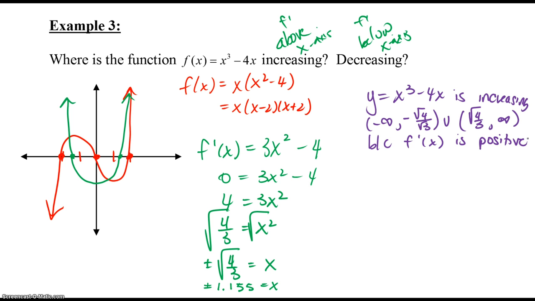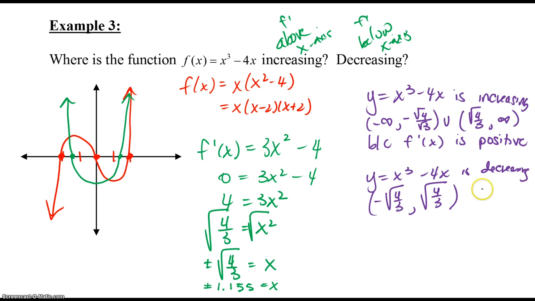Okay, now let's answer for decreasing. We would say y equals x cubed minus 4x is decreasing, and that would be from negative root 4 over 3 to root 4 over 3, because f prime of x is less than 0.